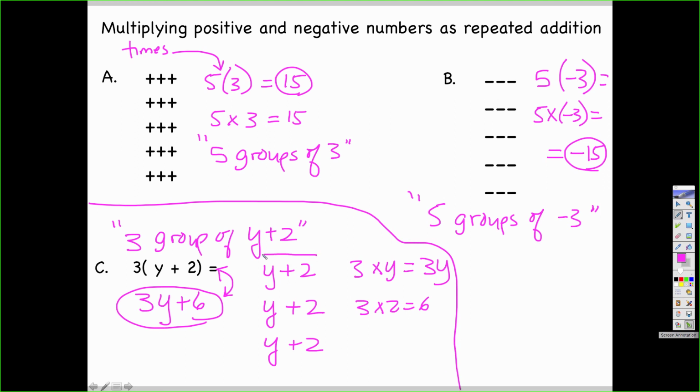Okay. Alrighty, and then here is my visual representation of 3 groups of y plus 2.